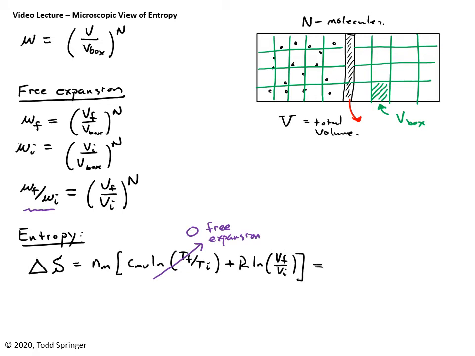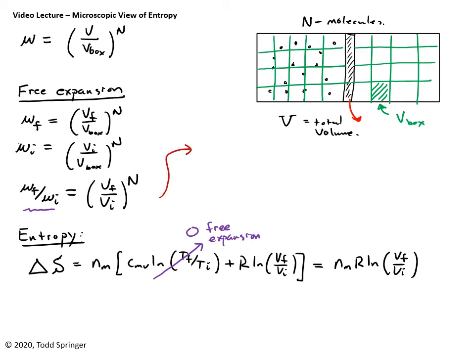So I've got delta S is number of moles times R natural log Vf over Vi. And I've got that same ratio, the Vf over Vi, here and here. So I can make a connection now between entropy and multiplicity, or number of microstates. The problem is I've got a natural log here. So in order to make the two formulas look the same, let me take the natural log of this one up here.